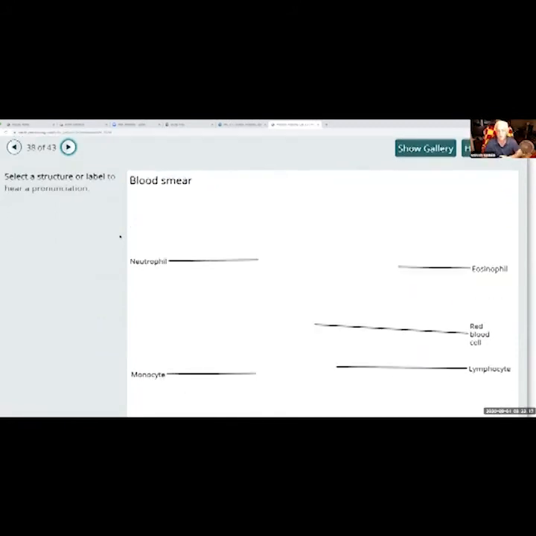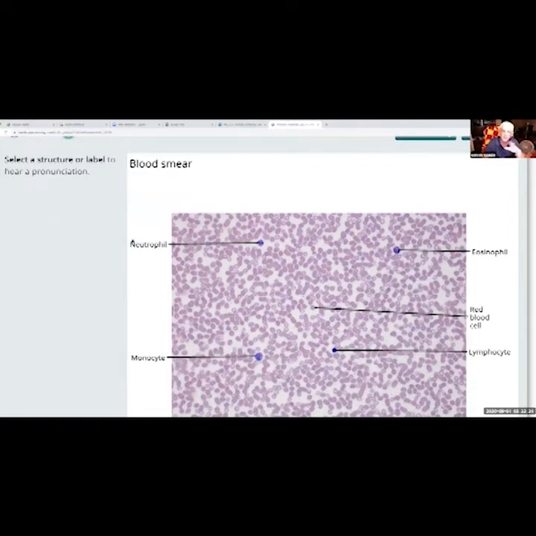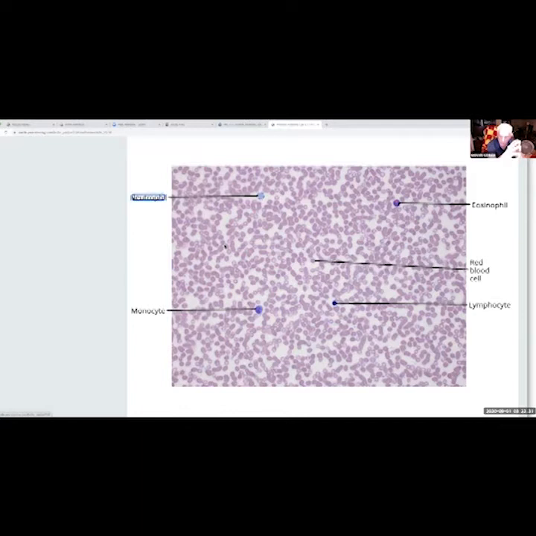Blood cells. Okay. There are different types of white blood cells. There's neutrophils, monocytes, lymphocytes, eosinophils, and those are all involved with your immune system. Okay, and involved with how the body responds to inflammation. Each one has different functions.